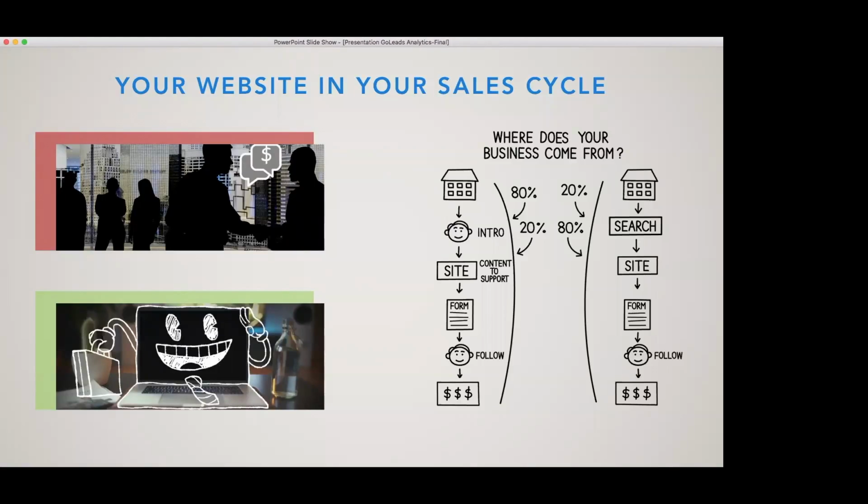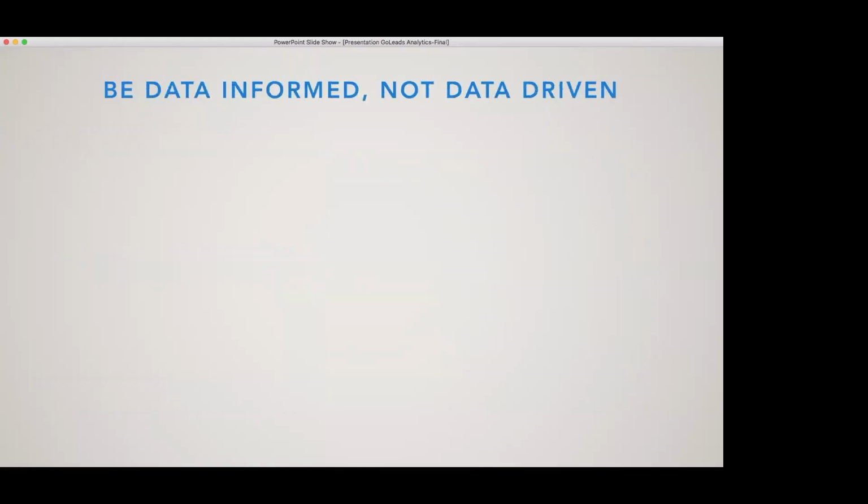On the flip side, though, is search, right? The example I use is online only, and it's search driven to the site, to the form, and then we have a human being following. So that would be more like the GoLeads.com website, the way that sales cycle is set up. And again, this is important simply because you want to make sure that when you're pulling reports, they make sense to you in the context of how your sales cycle operates. And we'll get more into that as we go along.